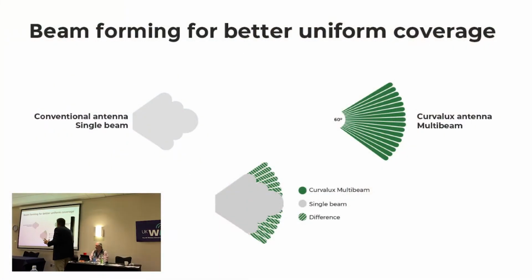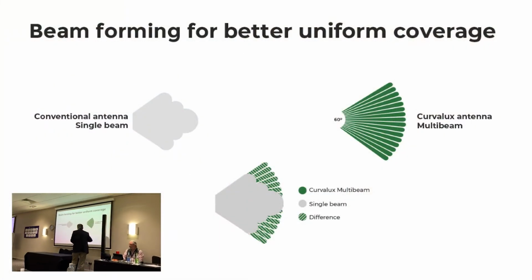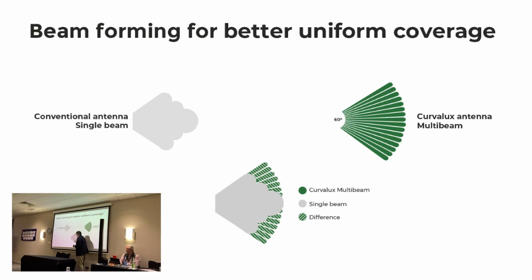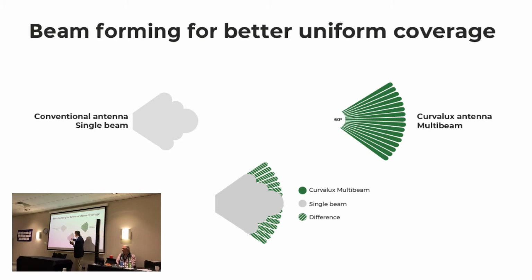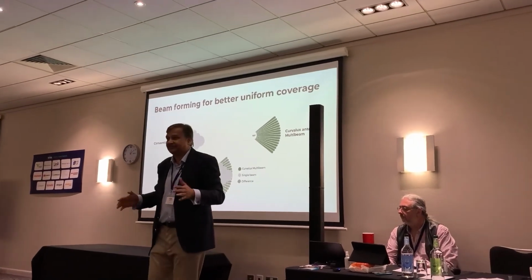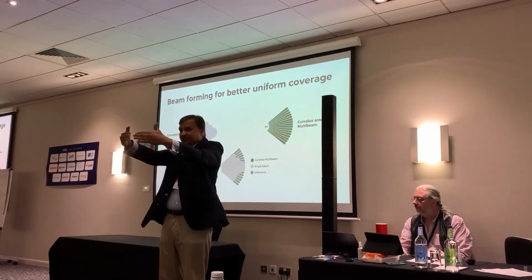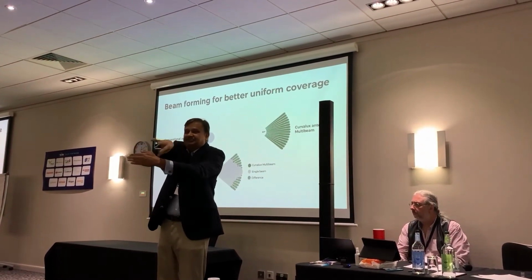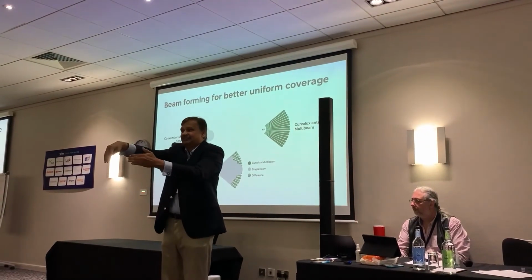Another advantage you see on a single beam: I've just overlapped a single beam from a reflector or from an array onto the multi-beam. If you see, a beam does not have a flat top, it tapers down. So what happens? The people living on the edges of the sector don't get that much power. Their power suddenly drops because of the beam shape. So these people are getting less power, these people are getting more power.